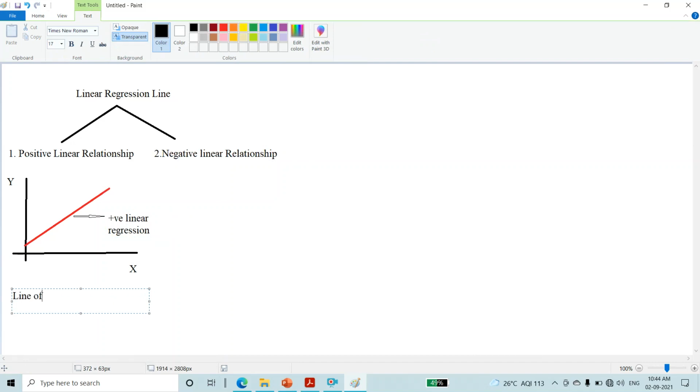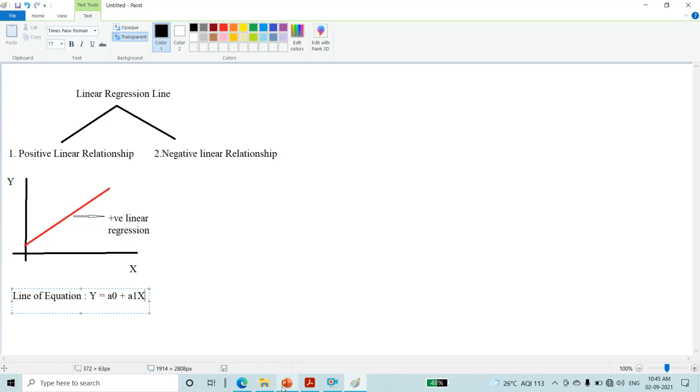Line of equation is what? Equation is equal to, it would be y equal to a0 plus a1 x, ओके, ऐसे भी हम लिख सकते हैं या फिर कांस्टेंट वैल्यूज पहले लिखते हैं, ठीक है. So this is a line of equation for the positive linear relationship.